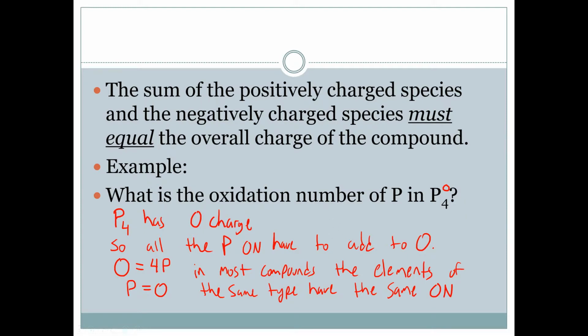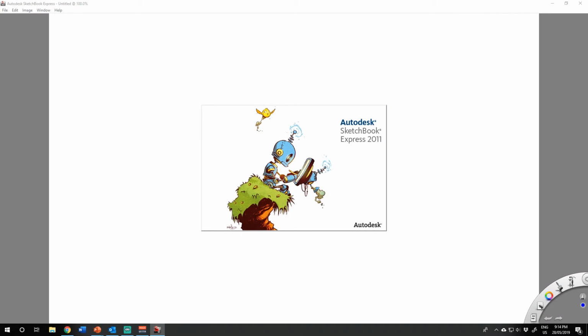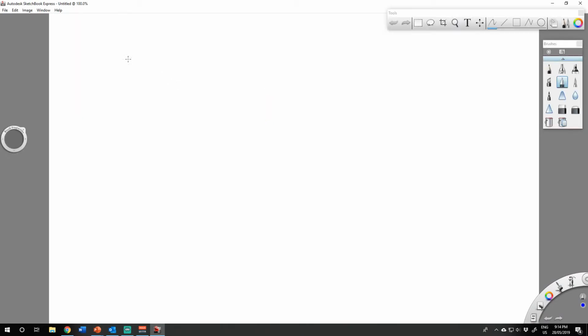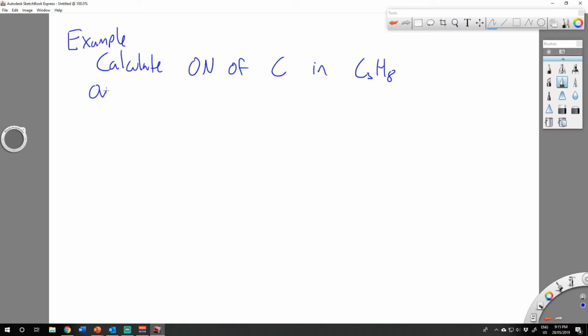Here's an example. Let's pull some up. So an example of that would be: calculate the oxidation number of carbon in C3H8. Okay, so here, the overall charge is equal to 0. So if I have an overall charge of 0, then this means that my 3 carbons plus my 8 hydrogens have to equal this 0 charge.